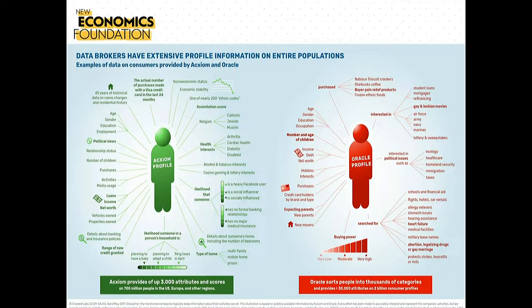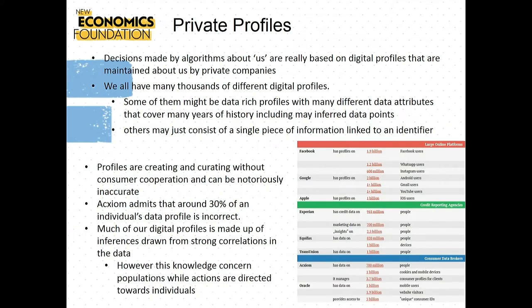I've had a number of them sent to me. They tend to be about 60, 70 pages long, printed out. And it's really incredible what they know about you. But what's almost more incredible is what they get wrong. And places like Axiom, one of the industry leaders, state publicly that about 30% of the information that they have about you is wrong.